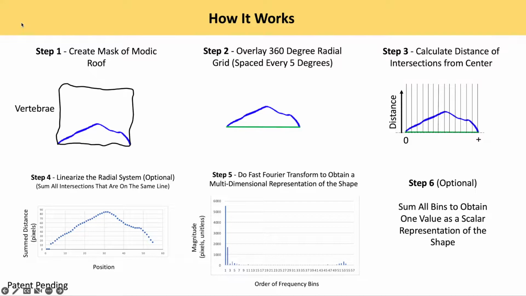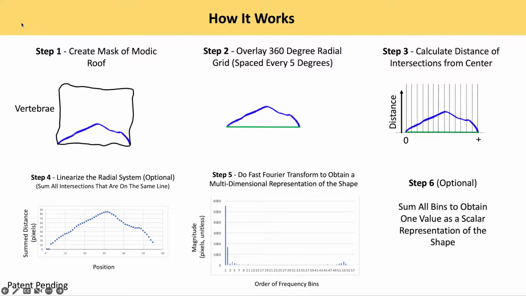In step 3, a parallel grid spaced every 5 pixels is overlaid onto the outline. This allows us to calculate the distance from the baseline of the parallel grid, which is shown as a dashed line, to the intersections of the parallel grid and the edge of the shape. After that, we can linearize the parallel grid system as seen in step 4. If a grid line does intersect the outline of the object multiple times, the distances on that grid line are summed into one value.